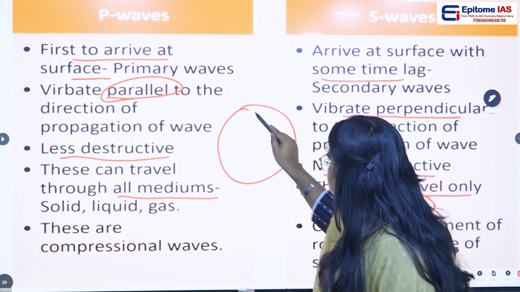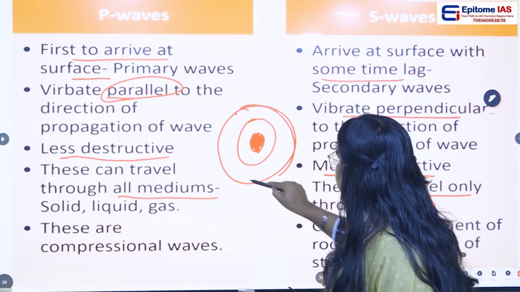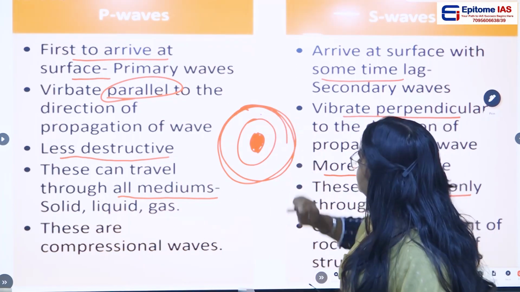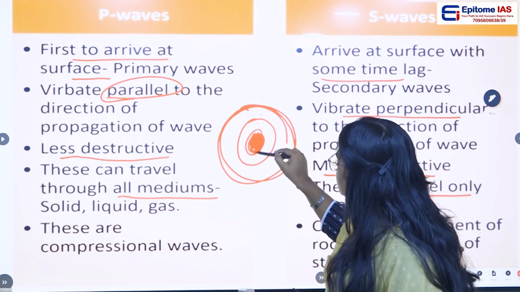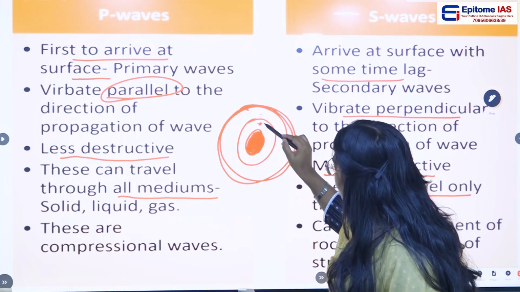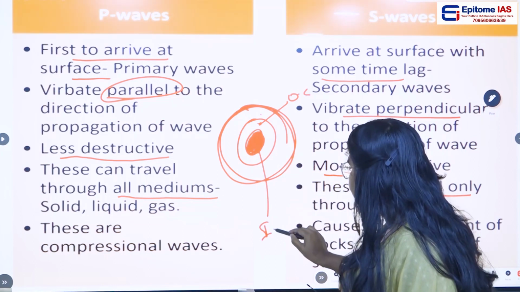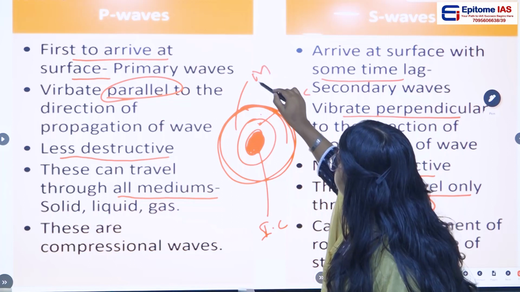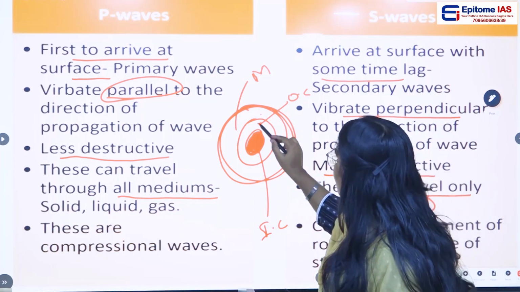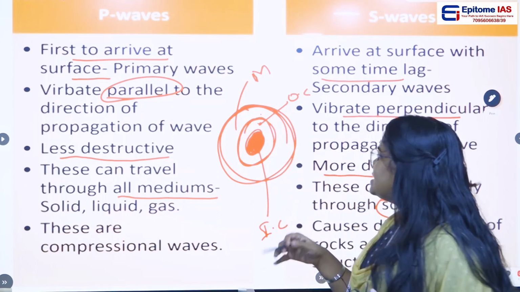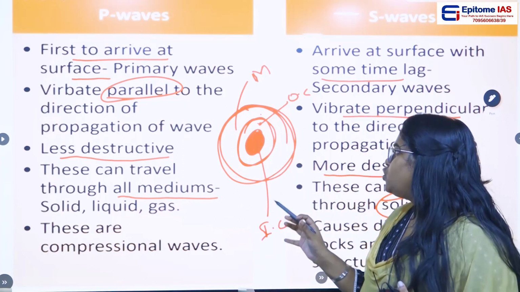We all know the interior of the earth. So let's say this is the crust, the outer layer, and this is the mantle, the inner layer, and we have the core. And let's say this is the outer core, and this is the inner core, and this is the mantle. So we all know that the mantle is somewhat solid. And the outer core is a liquid, and the inner core, again, is solid. So what happens?